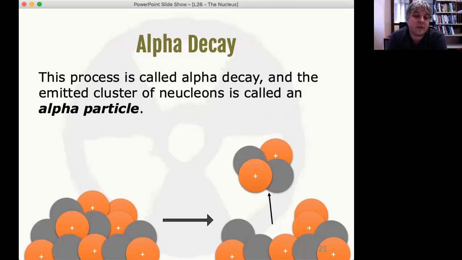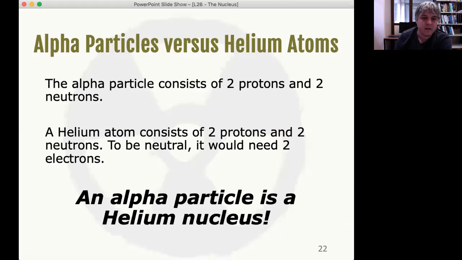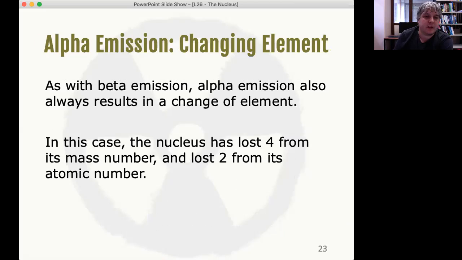You'll notice that it's 2 protons and 2 neutrons, and that's the same as a helium nucleus, so we sometimes just call them helium nuclei rather than alpha particles. They're the same thing essentially, but as with beta particles being electrons, they're only beta particles if they've just been emitted by a nucleus. Same thing here. If we've got this emission of a helium nucleus by a bigger nucleus, then it's an alpha particle. You can't go and call any helium nucleus an alpha particle. So an alpha particle is a helium nucleus.